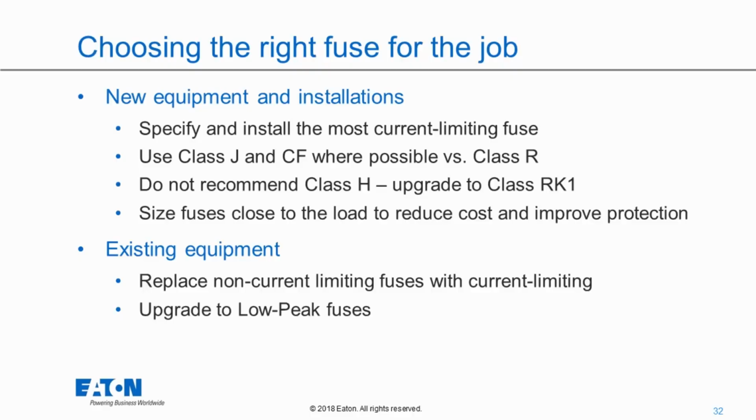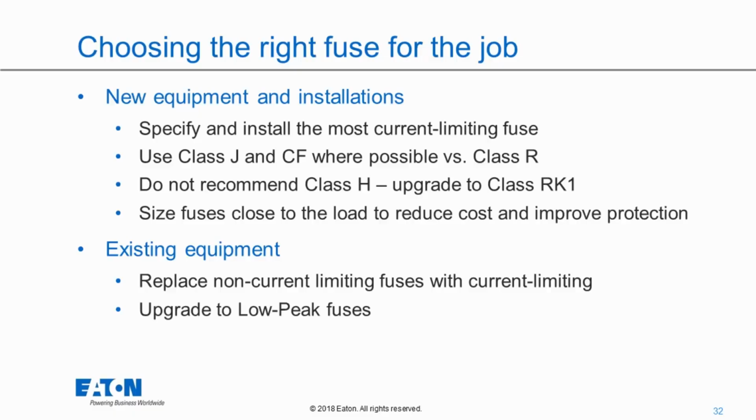So once again, for new equipment installations, you specify and install the most current limiting fuse. Use class J and CF where possible because they are smaller, they're better current limiting, and they do a very nice job with time delay as well. We do not recommend class H. We want to upgrade you to an RK5. It's a better class of fuse. It operates much more quickly and protects much better as well. And we're talking about arc flash protection as well as component protection. We want to size fuses close to the load to reduce cost and improve protection.